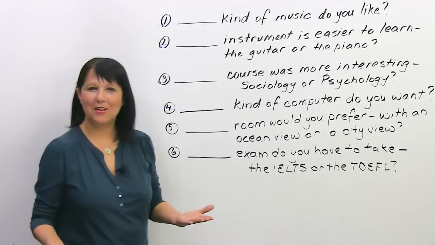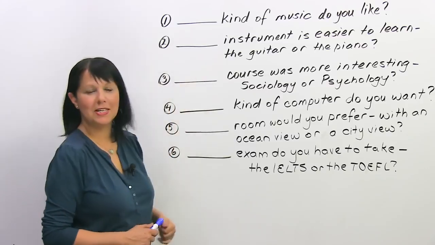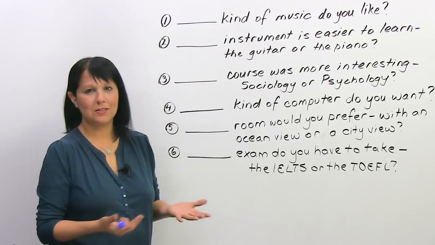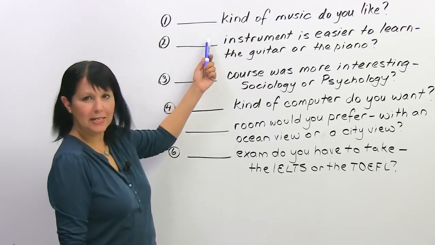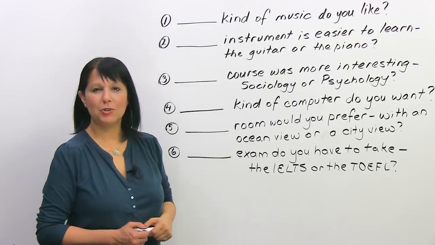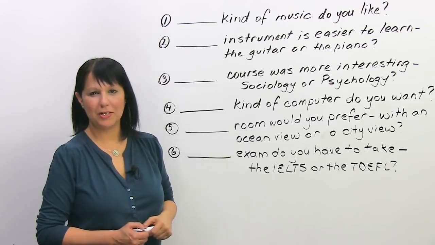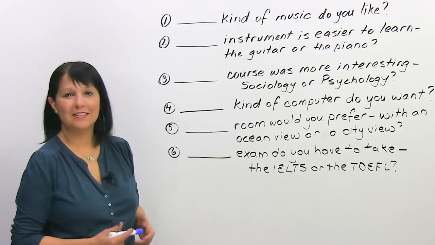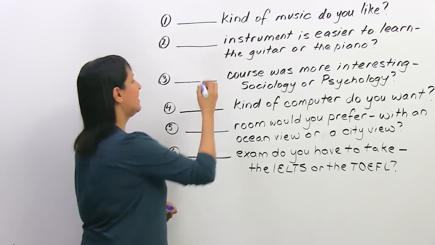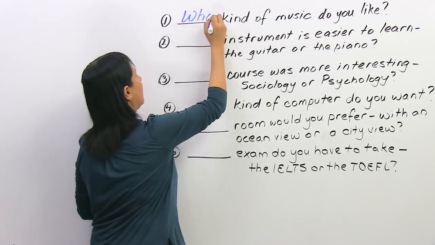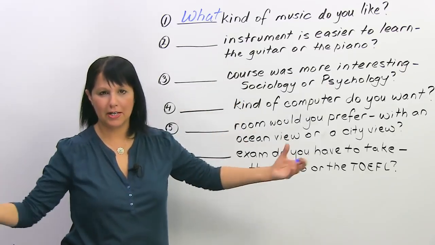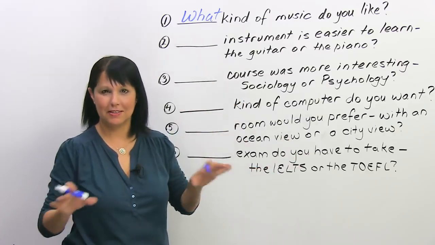Let's do that. Okay, so number one, let's pretend that you're on a date and you want to get to know the other person. So you ask them, blank kind of music do you like? What should we say? What or which? It's a very general question, right? So we say, what? What kind of music do you like? Okay, because there are all kinds of music. We didn't limit the options.